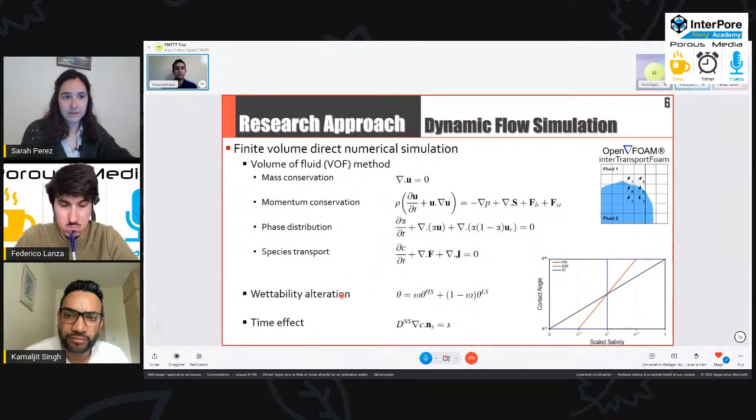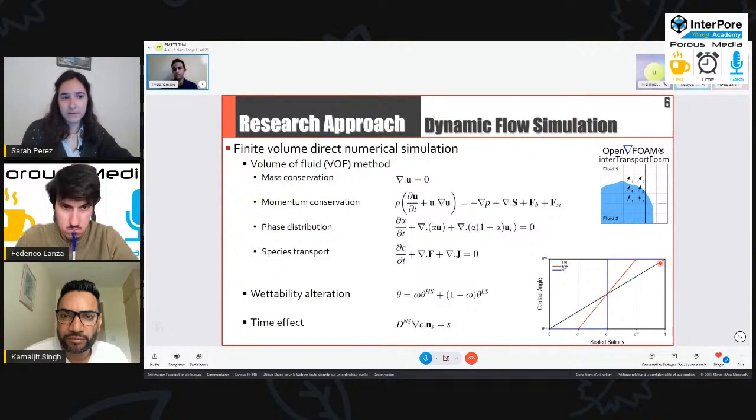The wettability alteration has been implemented by using different interpolation models for the contact angle. So the contact angle and the wettability can change between the high salinity and low salinity state. The models that we have used are seen in this figure.